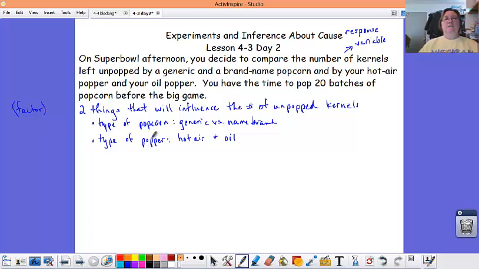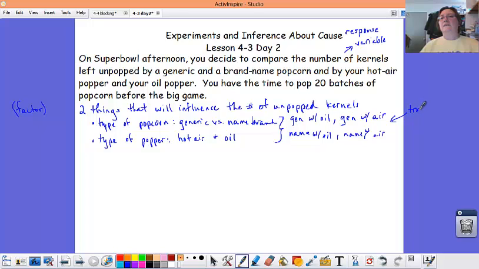That means that if you think about that, we should have 4 different combinations that can come out of that. You'd have generic with oil, generic with air, you'd have name brand with oil, and name brand with air. Well, that's 4 different arrangements, if you will, of popping things. Those arrangements are called treatments.